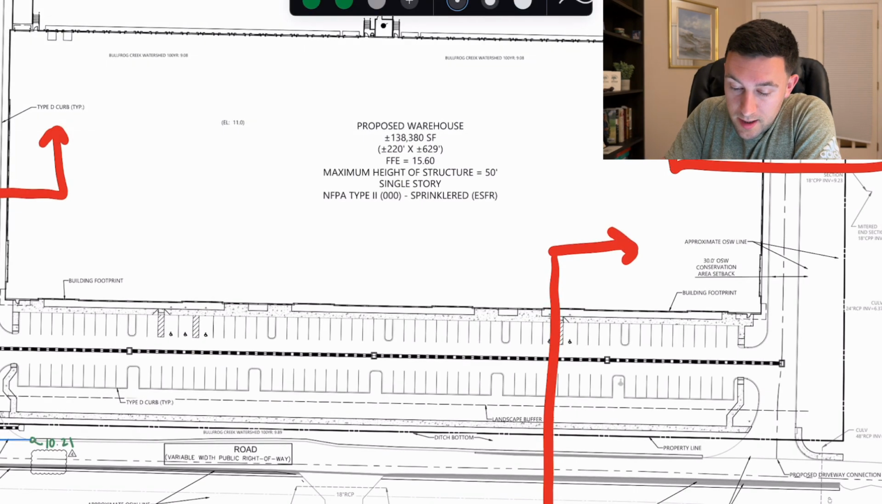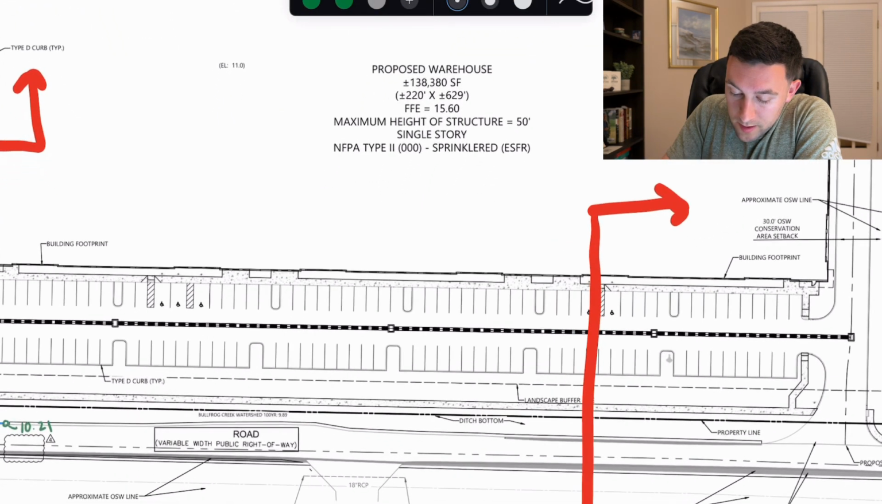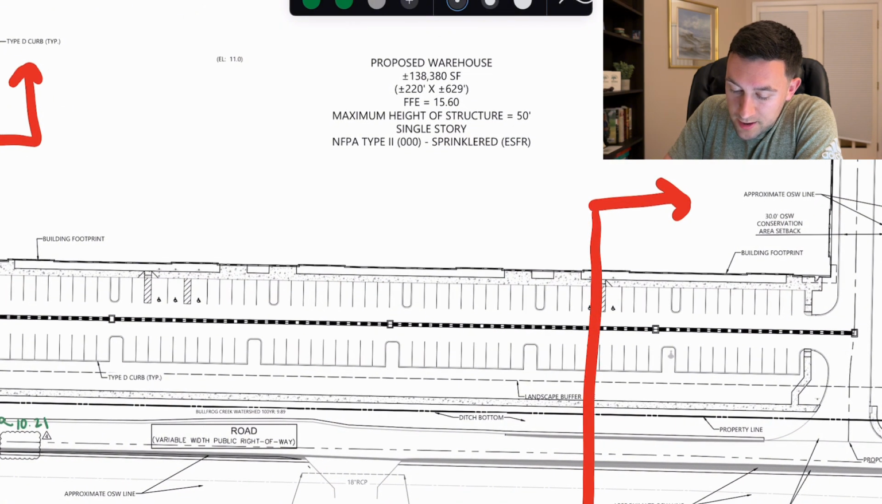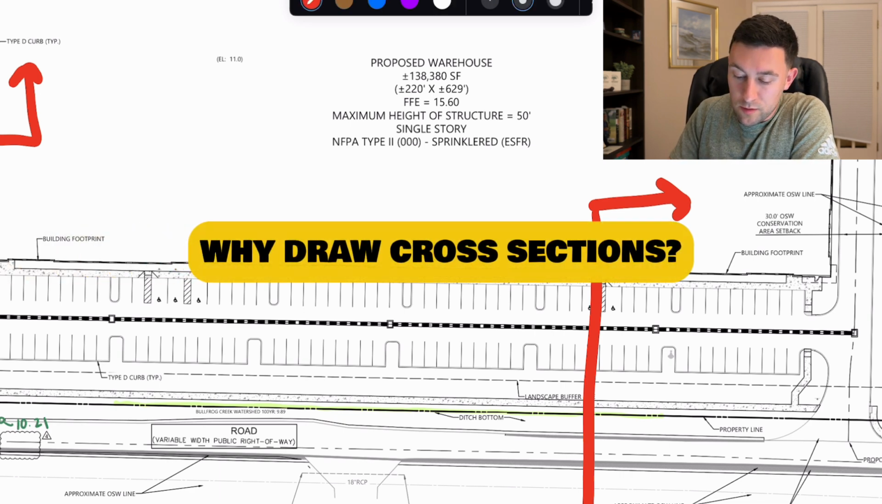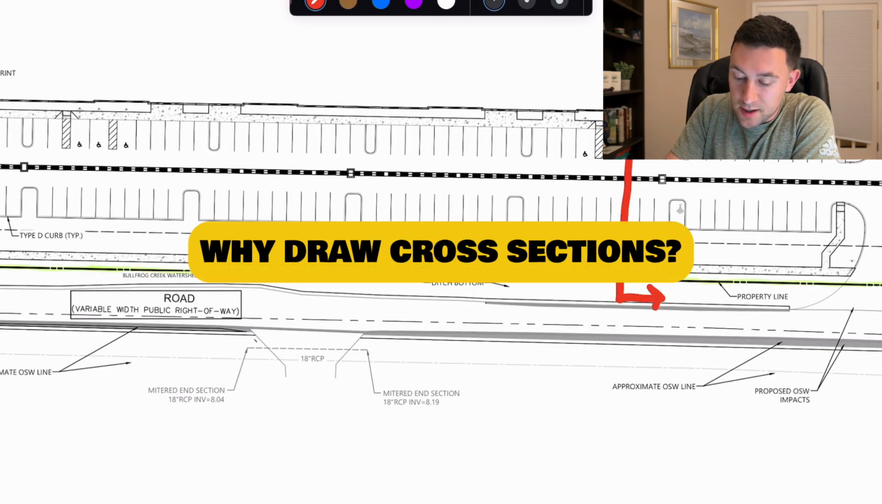And let me go ahead and highlight that boundary again. Again, we're trying to understand if we can match our grade at that boundary. You can either work backwards or forwards. I'm going to just start from the building right here and draw a cross section to the boundary. Now, what we're doing here is we're verifying if this FFE actually makes sense.